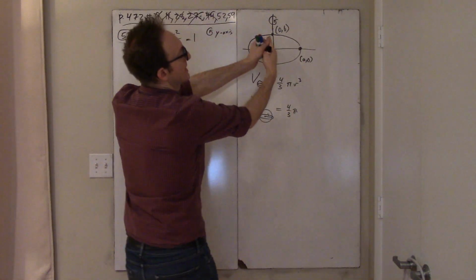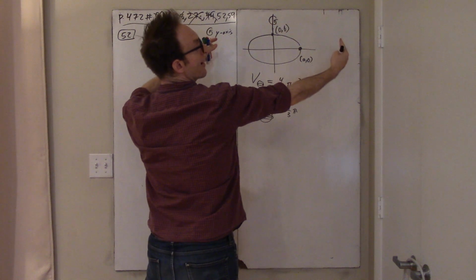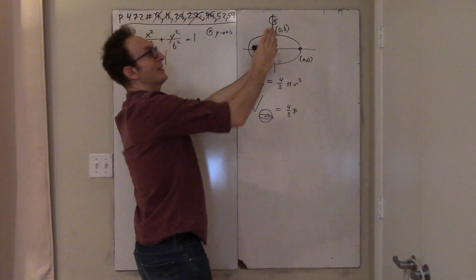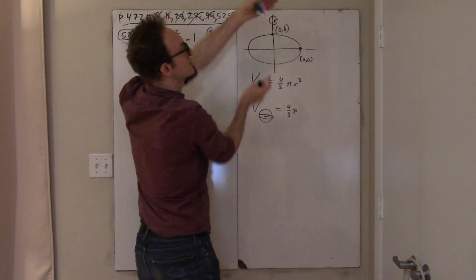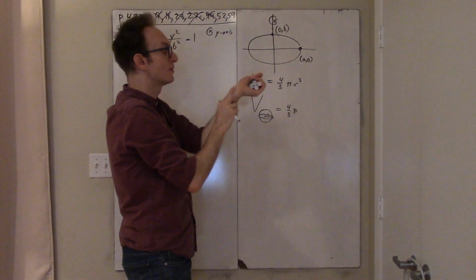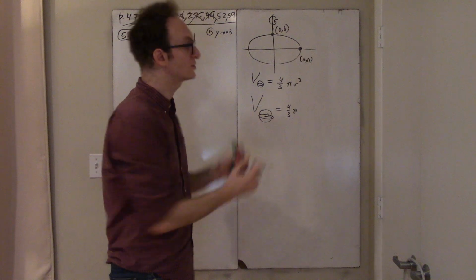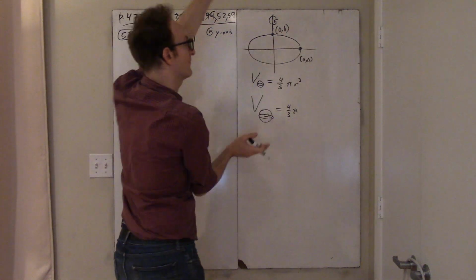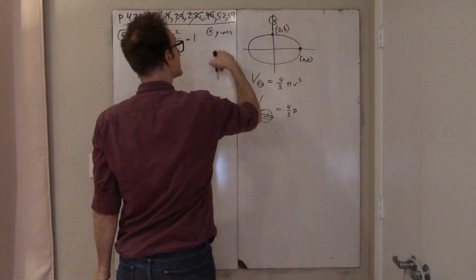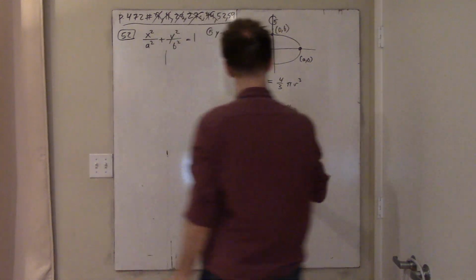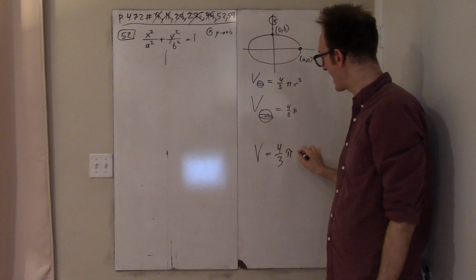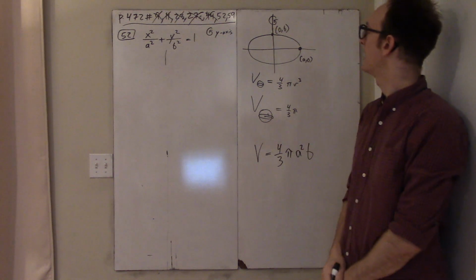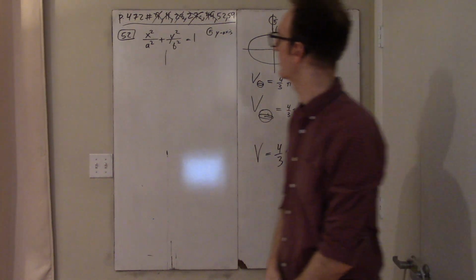It's sort of like in this direction you stretch the sphere out by a factor of a, but in the coming out of the board direction you also stretch it out by a factor of a, and in the vertical direction you stretch it out by a factor of b. So if you take the unit sphere and stretch it out by a factor of a, by a factor of a, by a factor of b, we should expect that the answer to this problem is 4/3 pi a squared b. And that's just exactly what we're going to get.